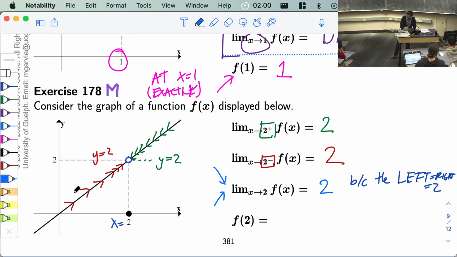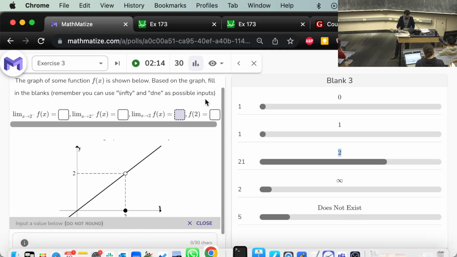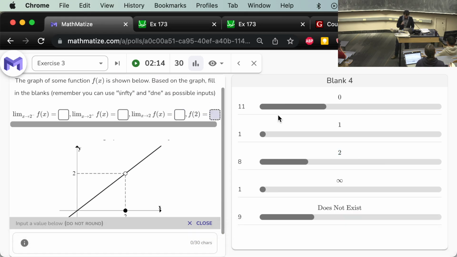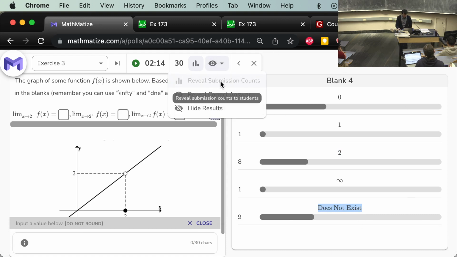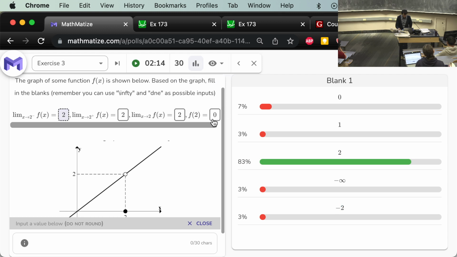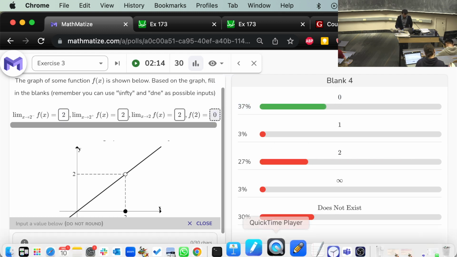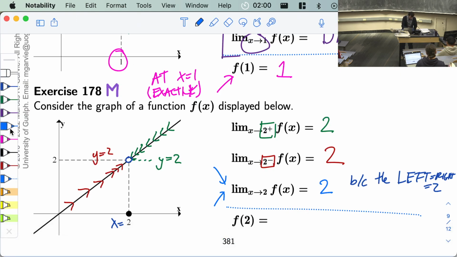That information is encapsulated in the value f of 2. Let's see if you guys correctly identified the value of f of 2. Aha. Some people, 9 people, said f of 2 does not exist. That is incorrect. The value of f of 2 does exist. The value of f of 2 is 0. How do I know? Because it is on the ground right here. Look, there's f of 2. That filled in dot on the ground, because it's filled in, means that is the value of f of 2.